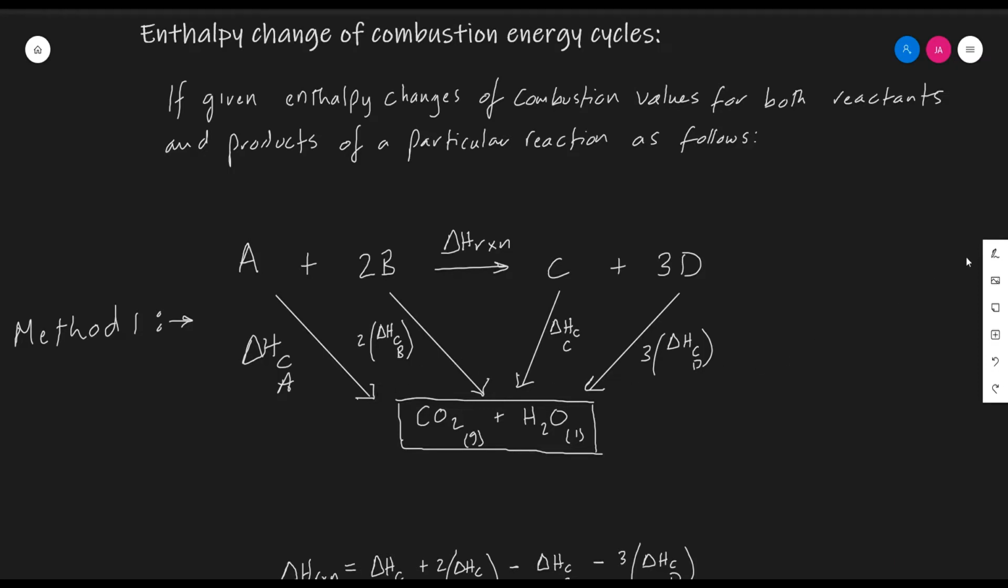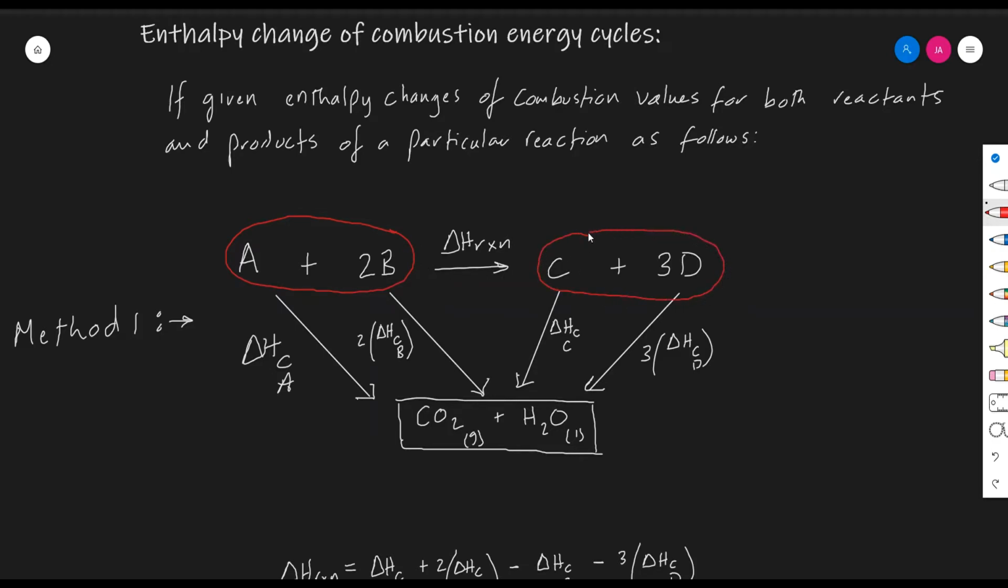Thus, we constructed a cycle here in which we can move from reactants to products as the enthalpy of reaction requires us to do. It's to go from 1 mole of A reacting with 2 moles of B towards producing 1 mole of C and 3 moles of D. We would move through the cycle in this direction to determine the enthalpy change of reaction.